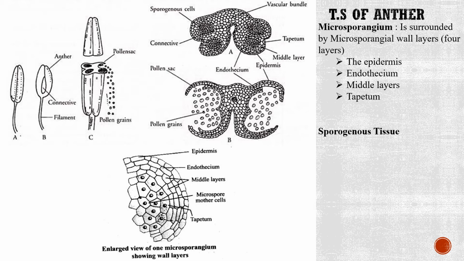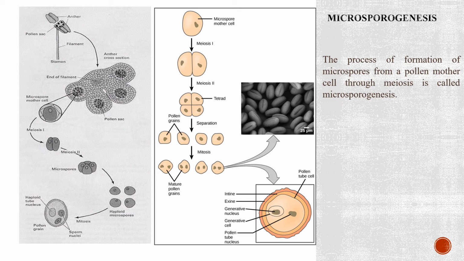The sporogenous tissue, on the other hand, which is found on the inner side, well protected by the microsporangial wall layers, consists of microspore mother cells or the pollen mother cells, which undergo division in order to produce the male gamete or pollen grains. The process by which the microspores are formed from these microspore mother cells is called microsporogenesis. The microspore mother cell undergoes meiosis, which is nothing but reduction division, and produces 4 haploid pollen grains.